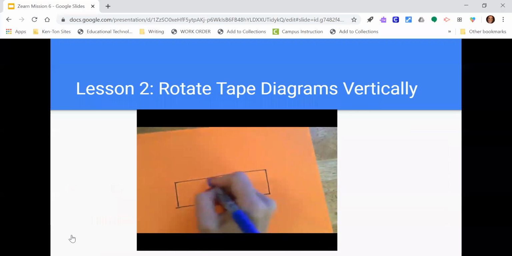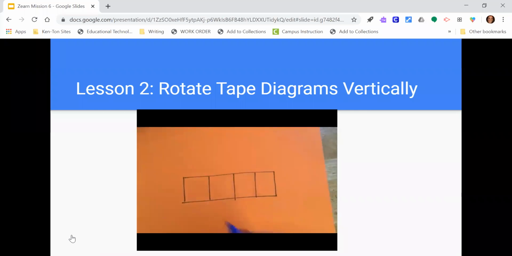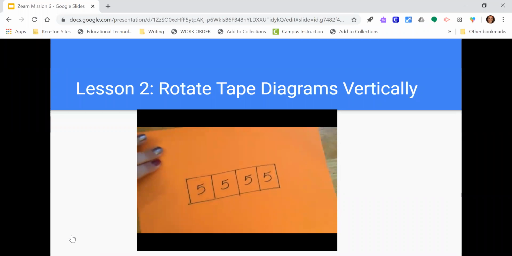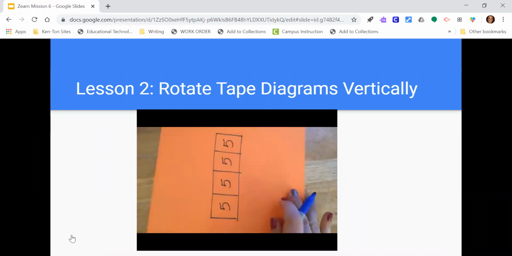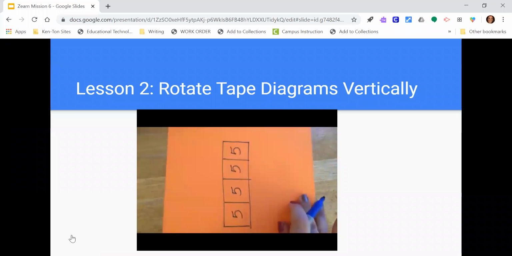We are going to see how we can collect data and use data in a tape diagram and just do a magical rotation. Watch the video. There's horizontal. There's vertical. How can we use tape diagrams to help us display data?